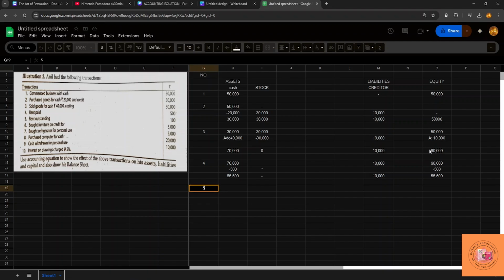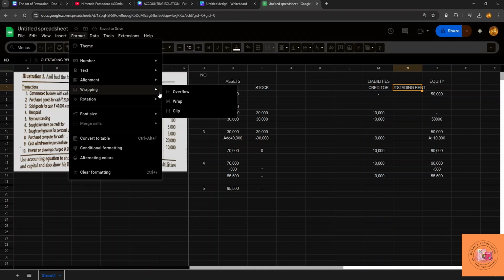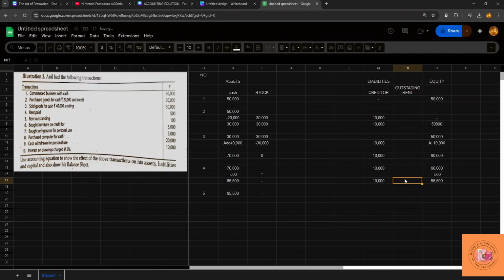Transaction 5. I'm sorry, I don't know why I said equation. Rent is outstanding. So this is a creation of a liability. Cash, nothing will happen to our cash. Our cash balance will remain the same. But under liabilities, a new liability will be created called outstanding rent. Outstanding rent to the extent of how much? Rupees 100. Okay, outstanding rent rupees 100.